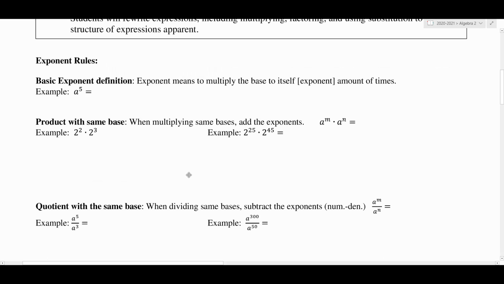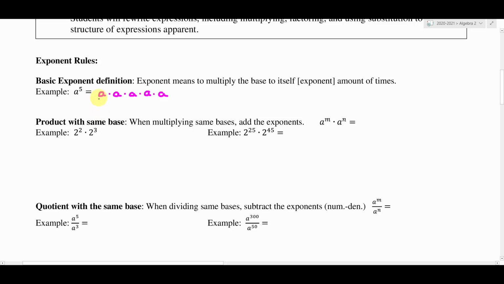Okay. So let's get into the basic definition of what an exponent tells us. In this first example, we have a variable a being raised to the fifth power. This little number up here is our exponent, and what that number is telling us is that we're taking a and multiplying it by itself 5 times. So I could rewrite a to the fifth power as a times a times a times a times a.